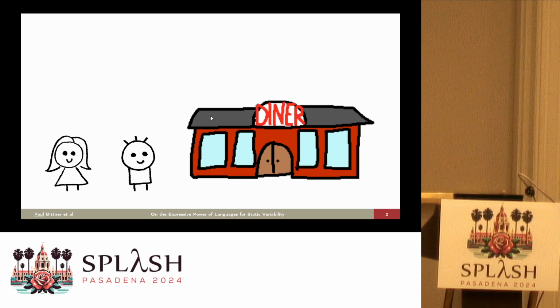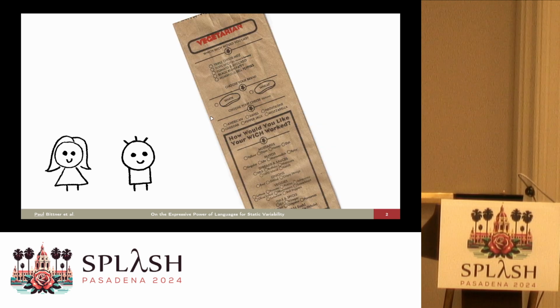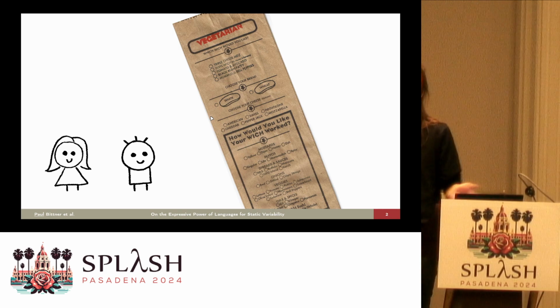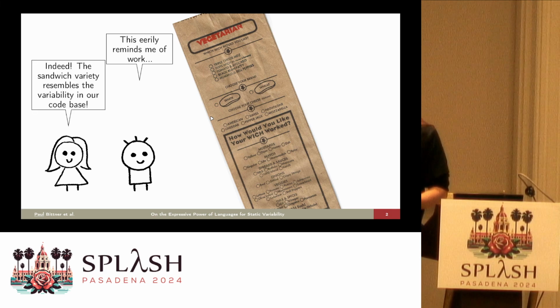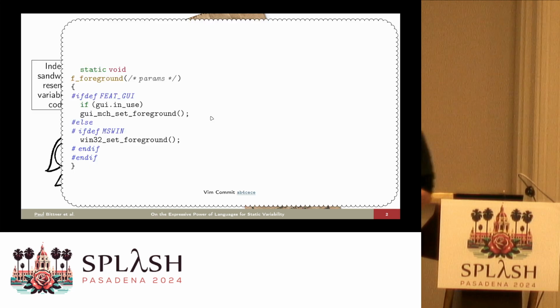They are C++ developers, and they had a hard day at work, so they're going to a diner to relax a bit. They enter and they're shown this menu where they can create their own sandwiches. So this is like a menu sheet that offers you different ways to configure your sandwich, for example, different kinds of bread or cheeses or sauces. And they wanted to relax, but Bob is eerily reminded of his work. And Alice has noticed this really resembles variability in their code base.